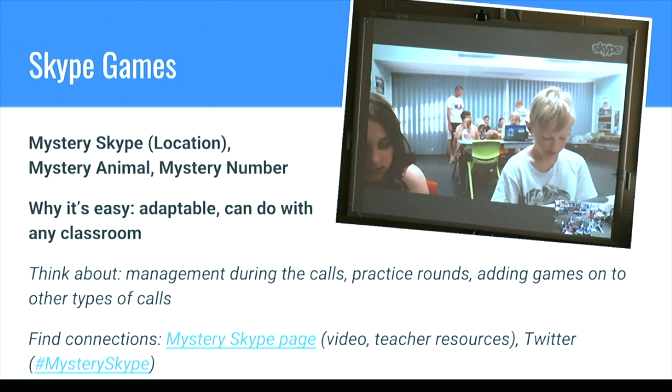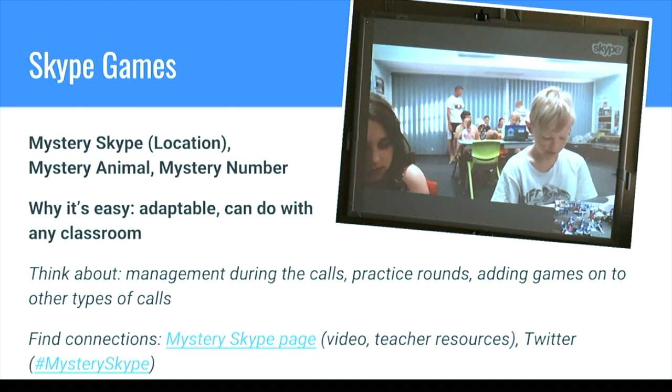Finally, Skype games are one of the most fun ways to get involved with Skype in the classroom. The most common is Mystery Skype, where you are finding out what location they are in. Mystery Animal is a great one for younger students, as well as Mystery Number. This is really similar to 20 questions. So each player or each class has picked some sort of answer within the game. So for example, if I'm doing Mystery Animal, maybe I'm choosing elephant and my partner class has chosen kangaroo. And we're asking 20 questions to figure out what the other person's answer is.